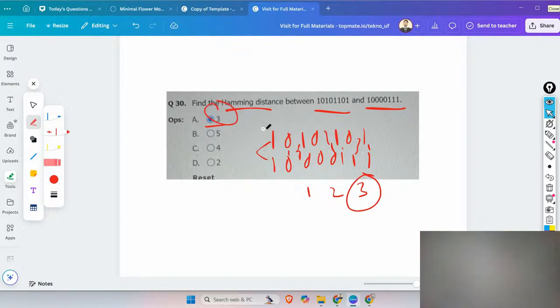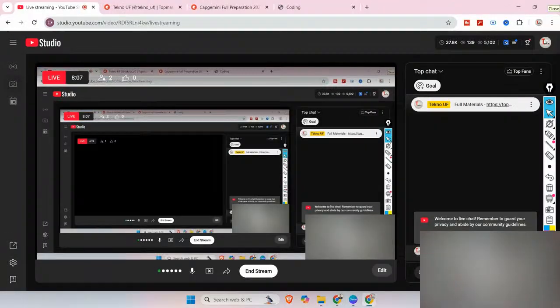I'll give some quiz questions, so just wait and watch till the end so that you don't miss this type of question in the Capgemini drive. This type of questions will be asked to you. So if you can solve these questions here, you can solve them in the actual exam as well.